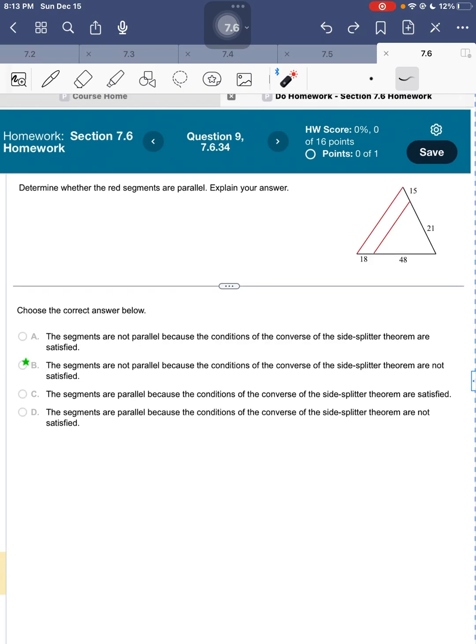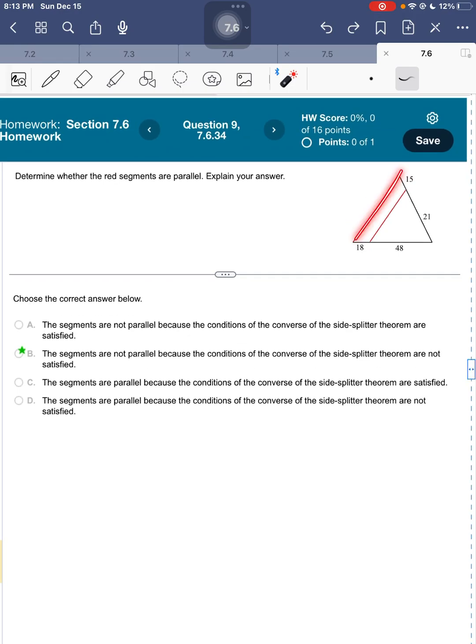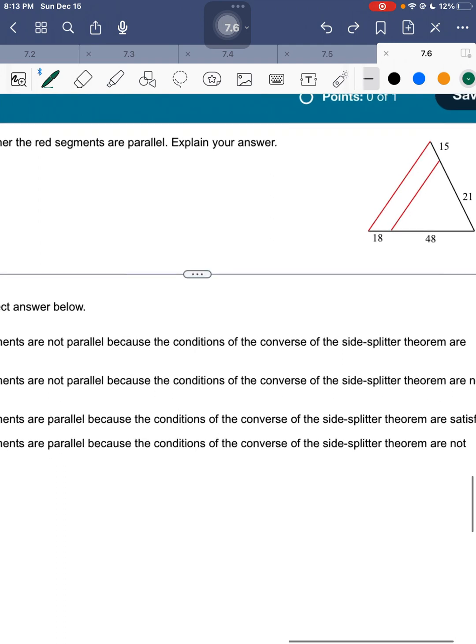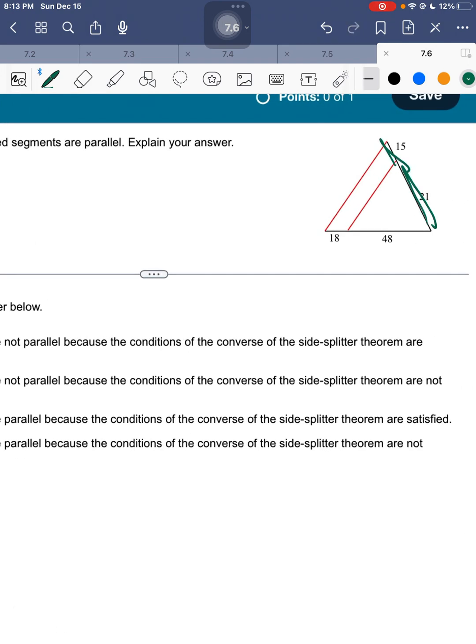If I have a triangle, and I'm making the claim that this line and this line are parallel, well, what do I know about the side lengths? They have to be what? If these two are going to be parallel, then these sides have to be proportional to each other. So let's see if they are.